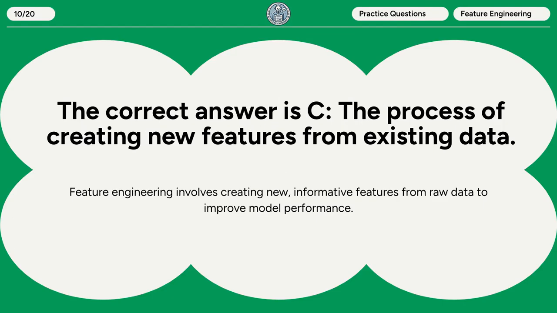The correct answer is C. The process of creating new features from existing data. Feature engineering involves creating new, informative features from raw data to improve model performance.